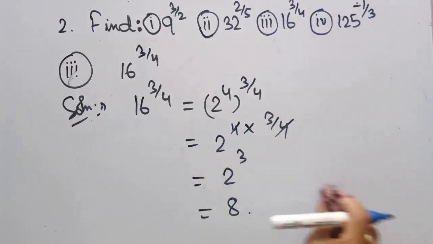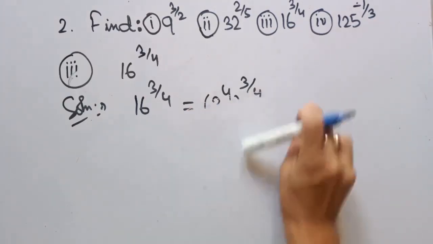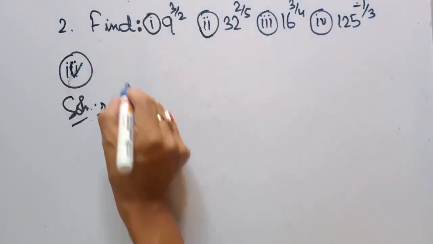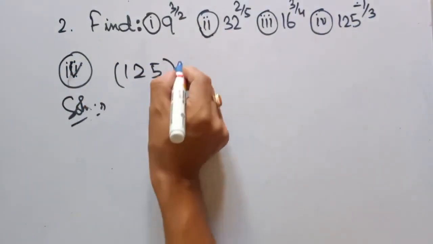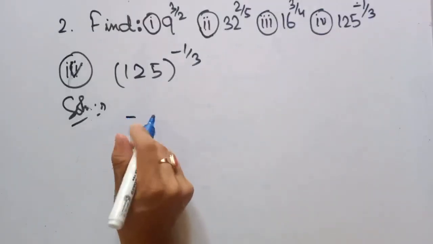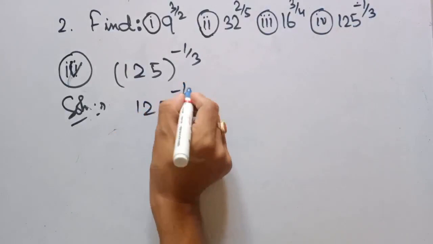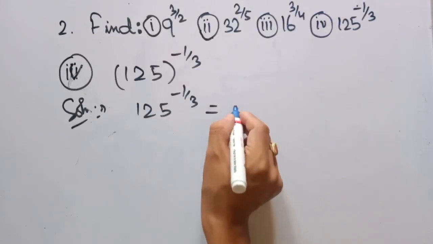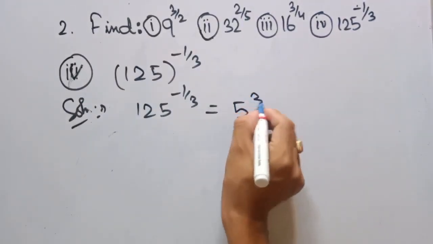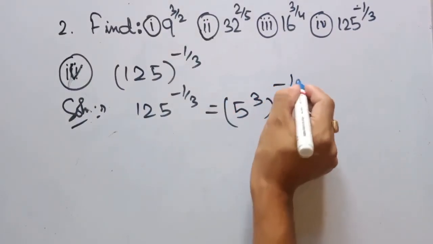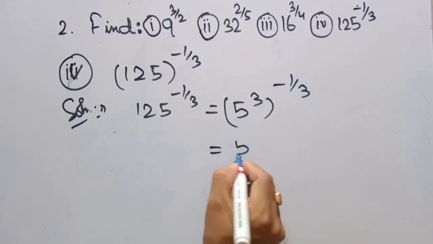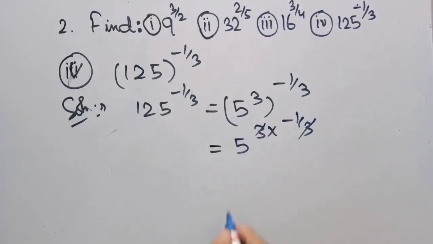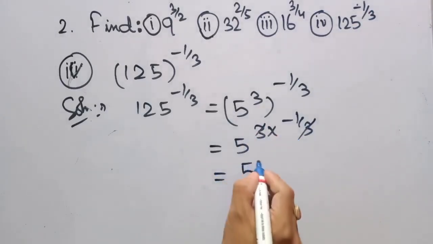Next, Roman number 4. 125 to the power minus 1 by 3. Solution: 125 to the power minus 1 by 3. From the prime factorization, we can write 125 as 5 to the power 3. So 5 to the power 3 to the power minus 1 by 3 is equal to 5 to the power 3 into minus 1 by 3. 3 and 3 will cancel each other, and this will become 5 to the power minus 1.